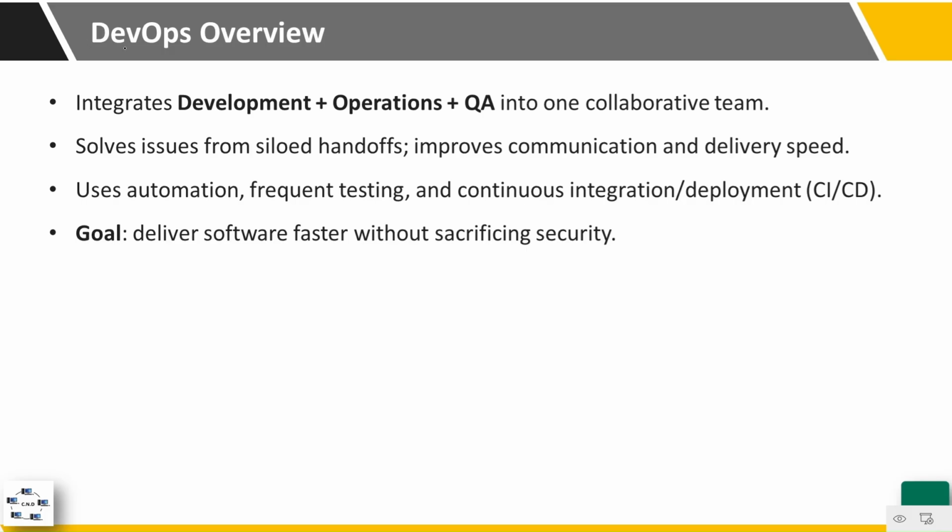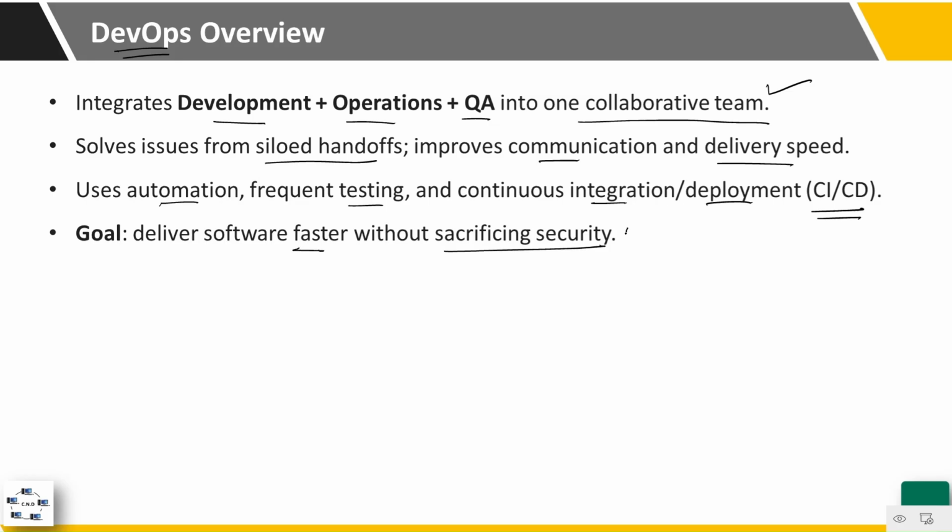Our next topic is DevOps. DevOps integrates development plus operations plus quality assurance into one collaborative team. DevOps solves issues from siloed handoffs. It improves communication and delivery speed. DevOps uses automation, frequent testing, and continuous integration, continuous deployment, that is the CI/CD pipeline. The goal of DevOps is to deliver software faster without sacrificing security.